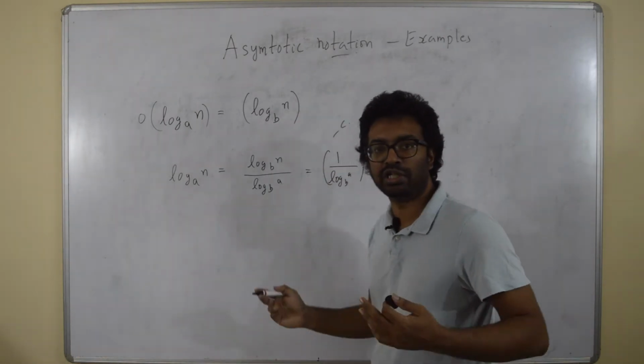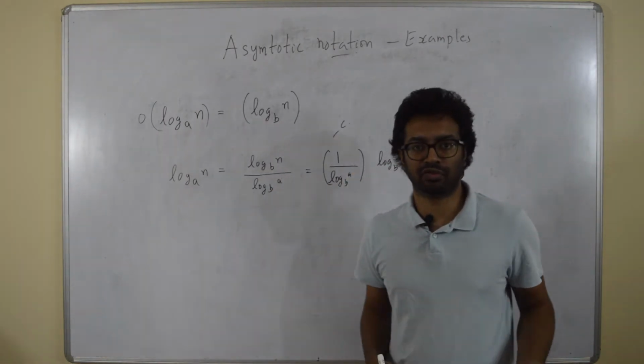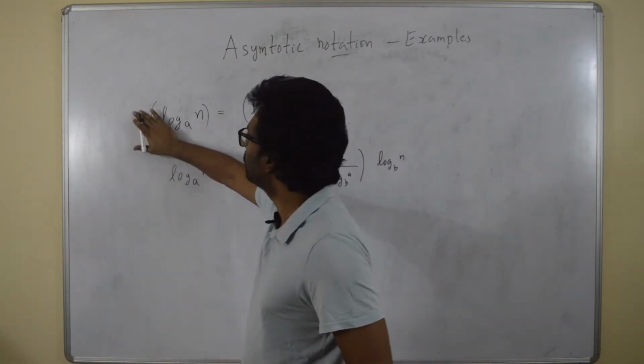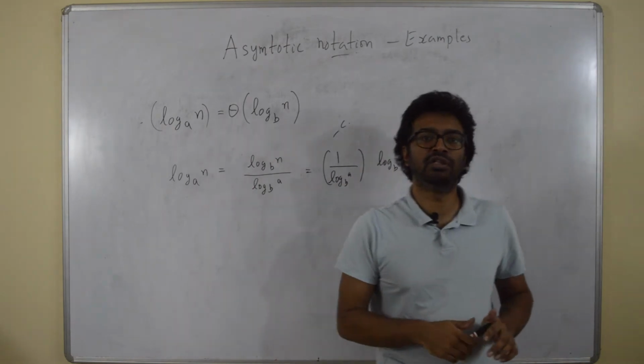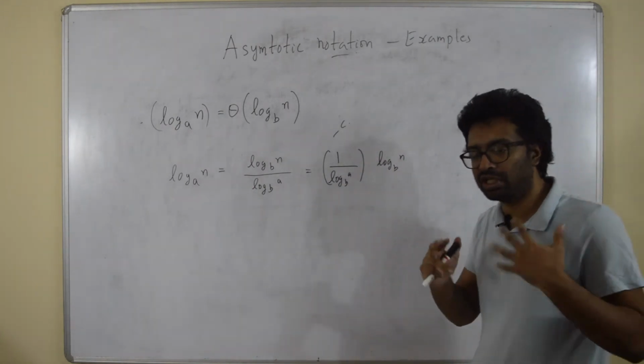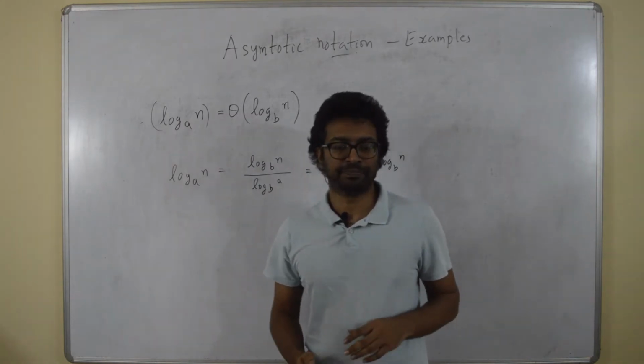And if I know both sides, f of n is equal to O of g of n and g of n is equal to O of f of n, what do I know? I know the following: this is equal to theta. So this means that these two functions are asymptotically the same. That's what theta means. Okay, right.